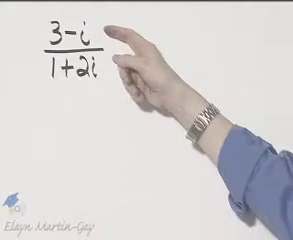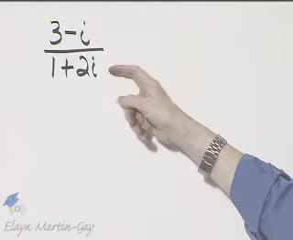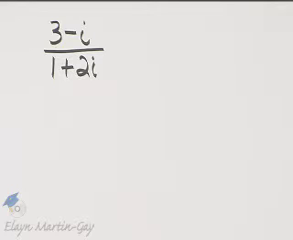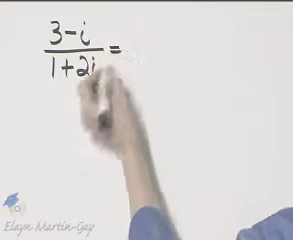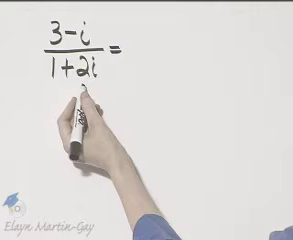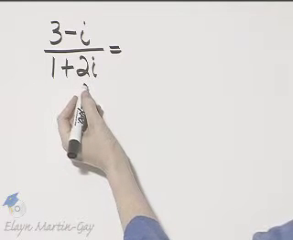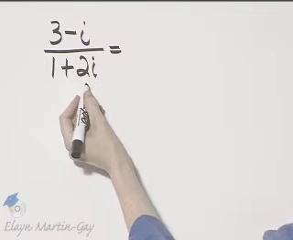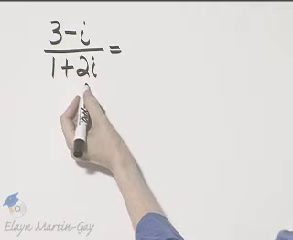We can think of this as dividing two complex numbers, and I want to divide these two complex numbers and write the answer, or the quotient, in the form a plus bi. To do so, I'm going to multiply the numerator and denominator by the conjugate of the denominator so that the denominator becomes a real number.